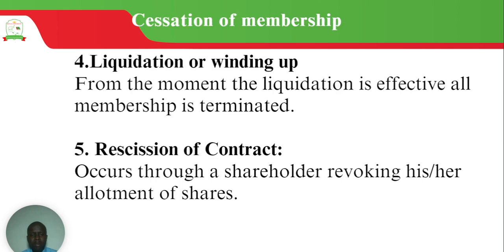And finally, cessation of membership is through rescission of contract, which occurs through a shareholder revoking his or her allotment of shares. Sometimes you may be allotted shares and then you just decide to cancel the contract, because you're no longer interested in those particular shares. Rescission is borrowed from the word resigned. You can take back the decision, or you can write to the company expressing your desire not to continue with the agreement or with the allotted shares. You are no longer interested. So that is what we call the rescission of the contract.